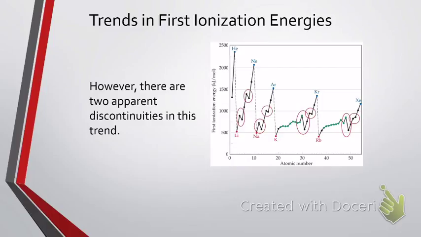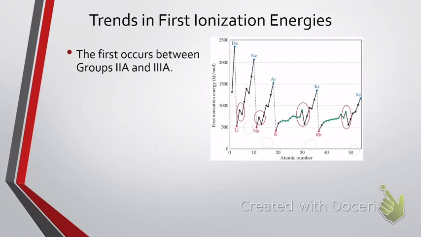So let's explain the reasons why the energy actually decreases between the group 2A and 3A and the group 5A and 6A. So the first occurs between groups 2A and 3A. Why is that? So let's think about what these look like. I'm just going to do an example.